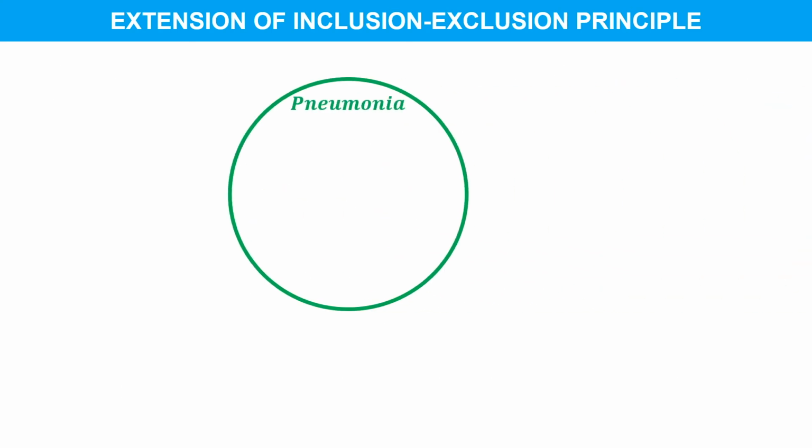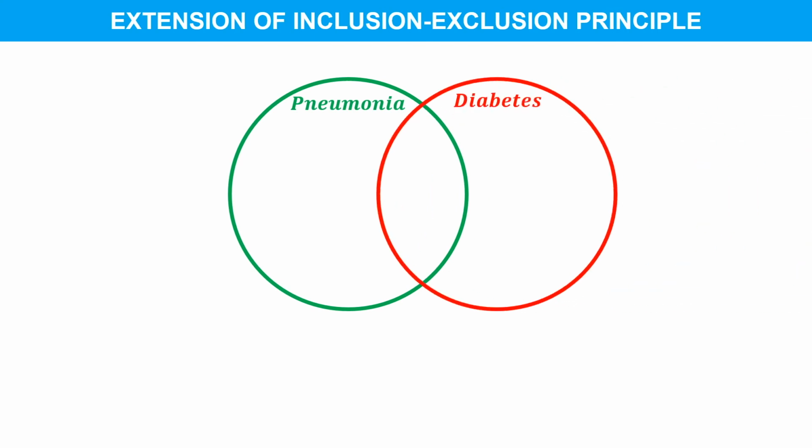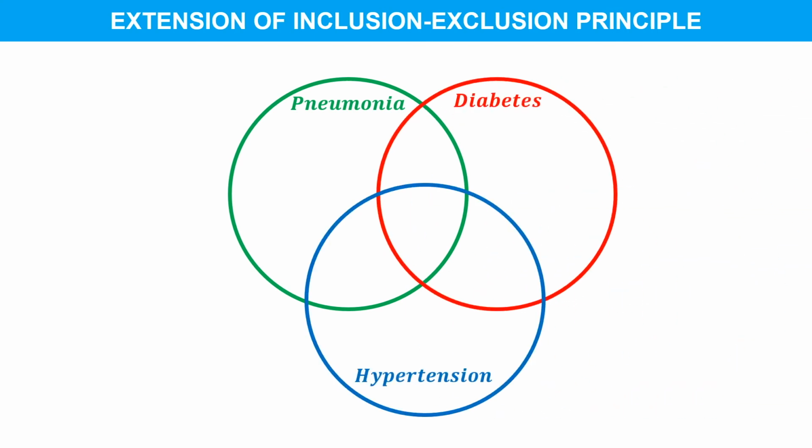Gumamit tayo ng Venn diagram para mas maging malinaw ang problem. Unahin nating ilagay sa diagram kung ilan sa mga pasyente ang may tatlong nasabing karamdaman. Dahil ito ang hinahanapan natin ng kasagutan, i-represent natin ito ng X. 30 of the patients have both pneumonia and diabetes.